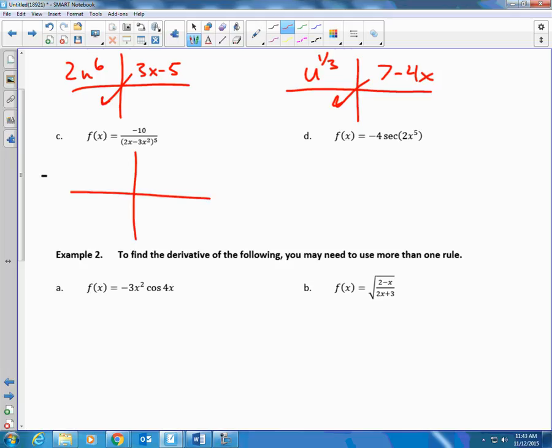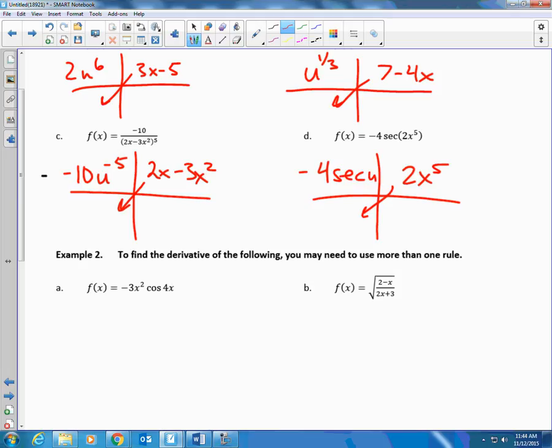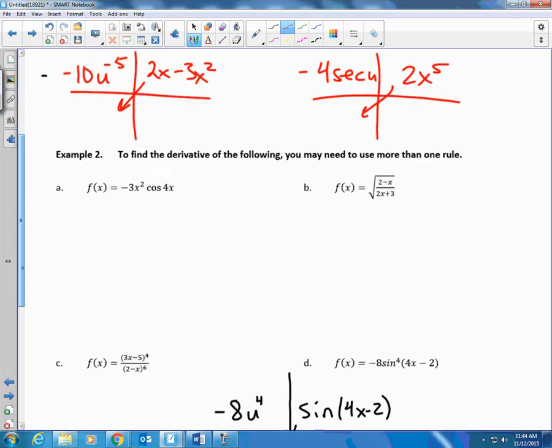What's the inside? 2x minus 3x squared. Good. I said, what's the inside? Because inside is often easier to identify. What's the outside? -10 to the -5th. Very good. And what's the inside? And the outside? Good. Got it, folks?